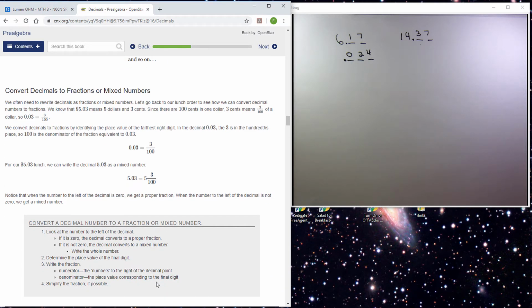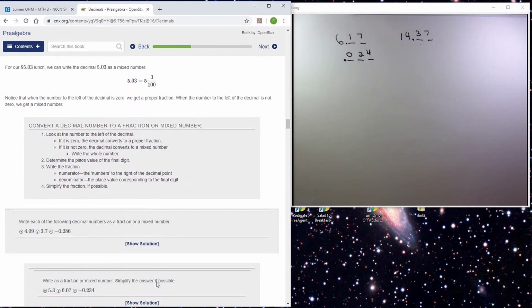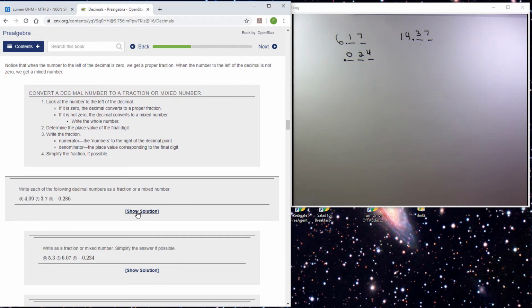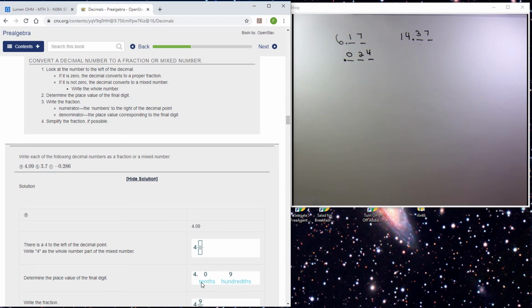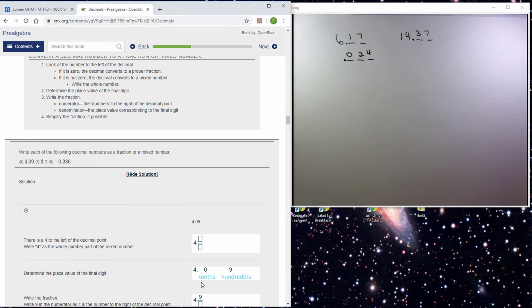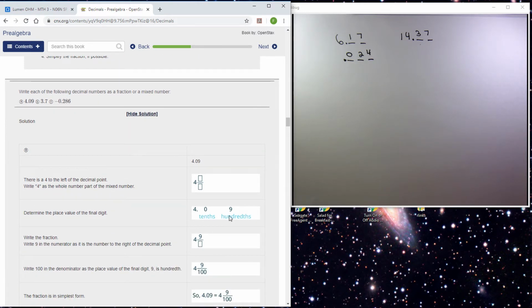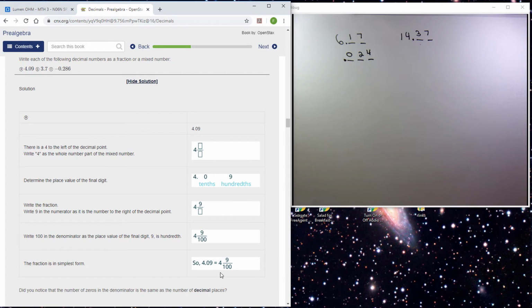Next thing they ask us to do is to go ahead and look at converting from a decimal to a fraction. So here we have 4 and 9 hundredths. So you're going to have 4, and notice the 9 is in the hundredths place. So it's going to be 4 and 9 over 100. So as a fraction, it would be 4 and 9 hundredths.